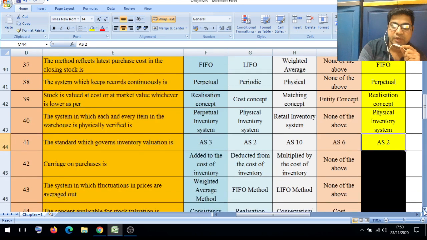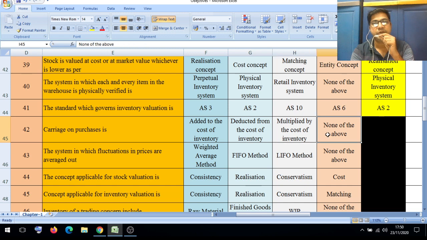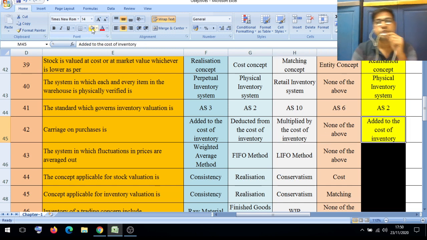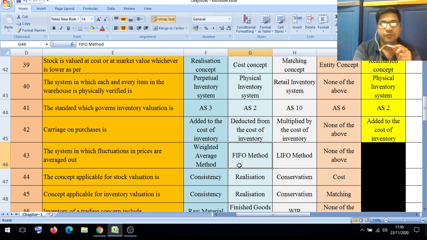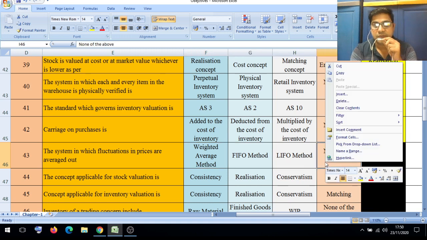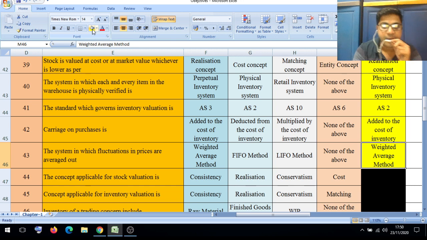Carriage on purchases is added to cost of inventory, deducted from the cost of inventory, multiplied by the cost of inventory, none of the above. It is added to cost of inventory. The system in which fluctuations, meaning up and down in prices, are averaged out: weighted average method, FIFO method, LIFO method, none of the above. Answer is weighted average method.